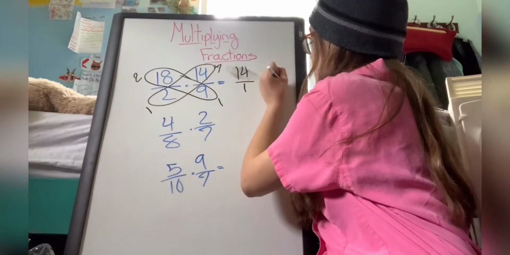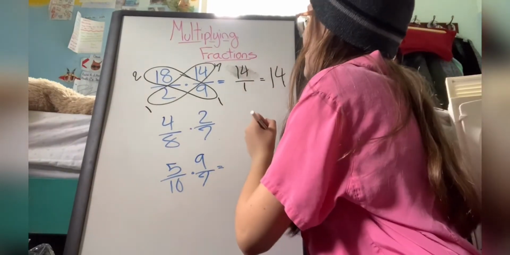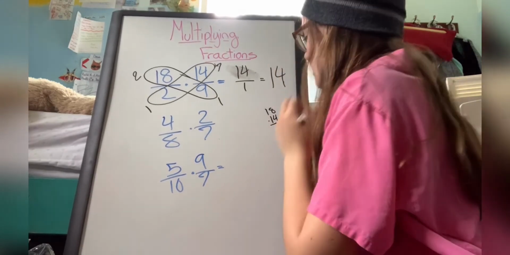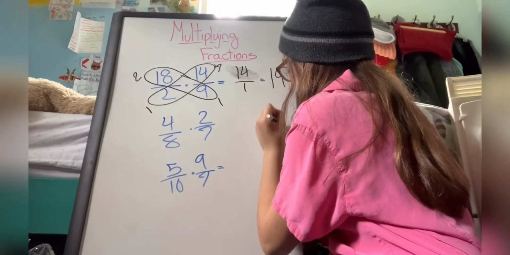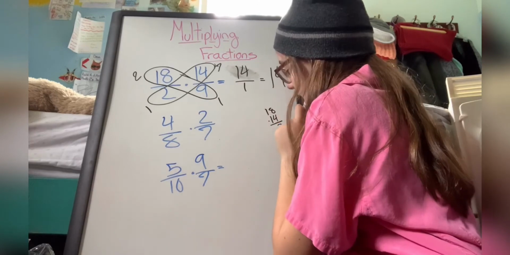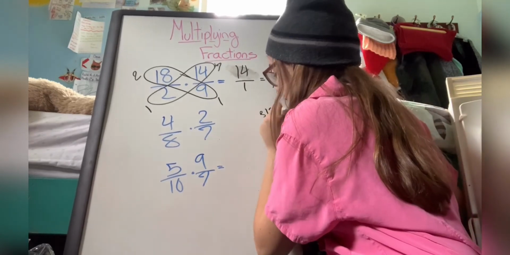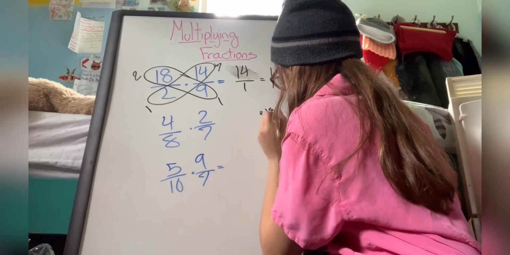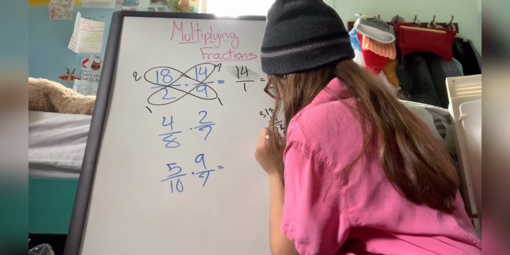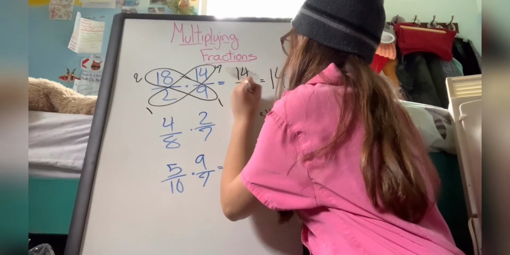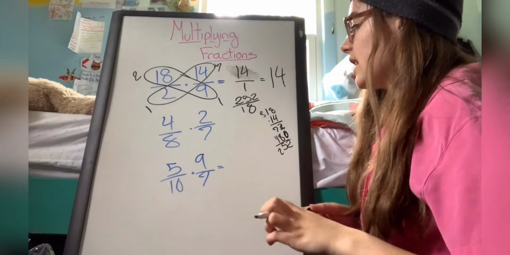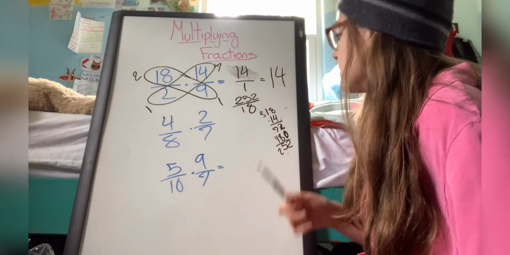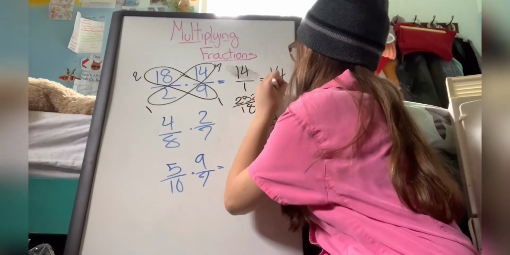If you did it out, which is also fine, you get 18 times 14, which is 252. You'd get 252 over 18. And since 18 times 14 is 252, then we can just simplify and know this is 14.